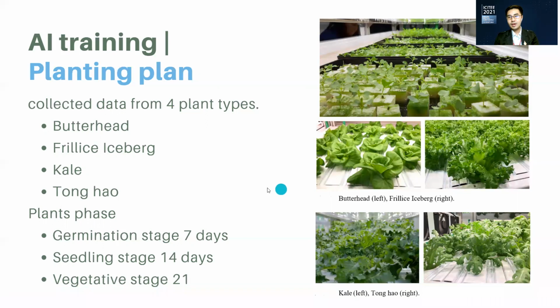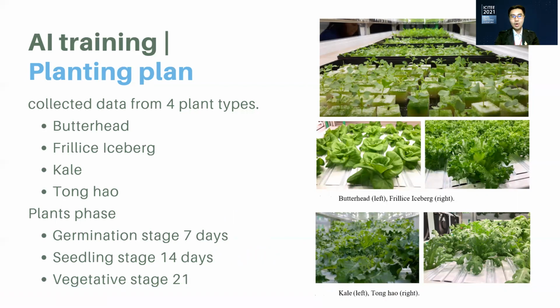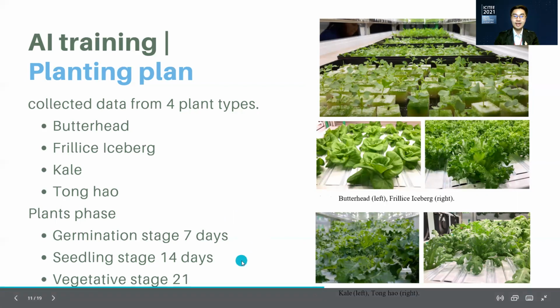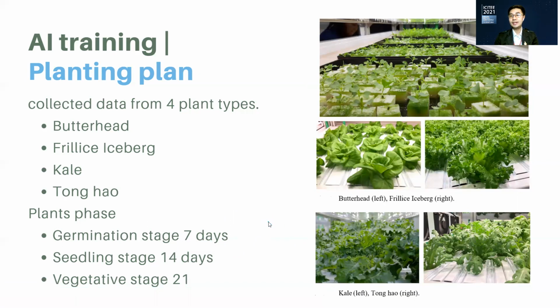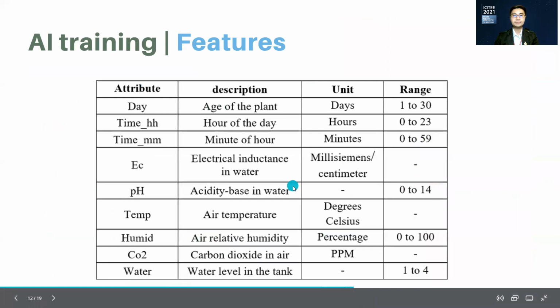And the plant phase, we have 3 phases of plant. The first one is germination, on the 7th day. Another one is the seedling stage, 14 days, and the last phase is the vegetative stage, at 21 days. In the vegetative stage, we start the lighting, with the LED pattern directed to the plant.